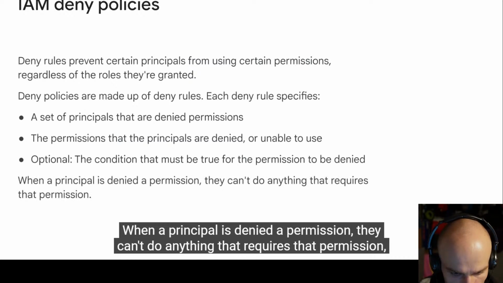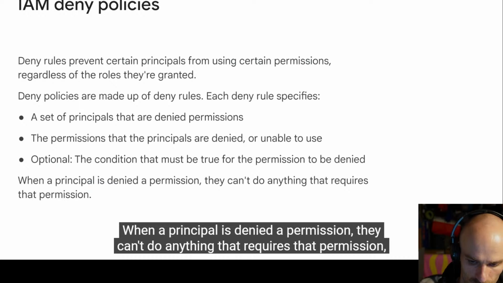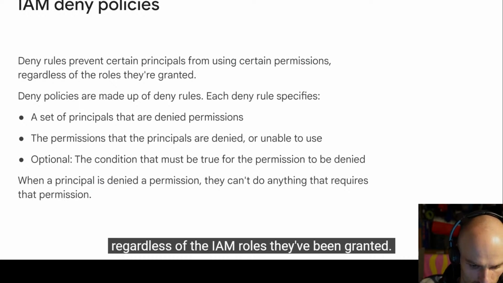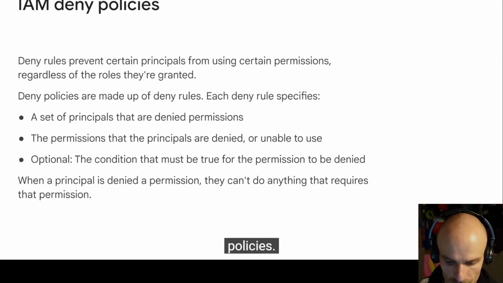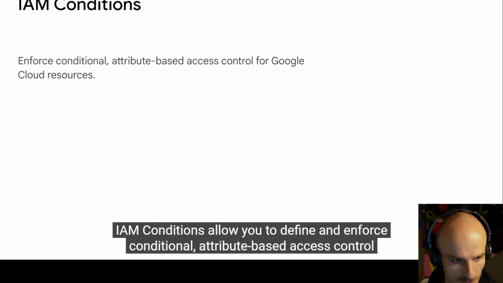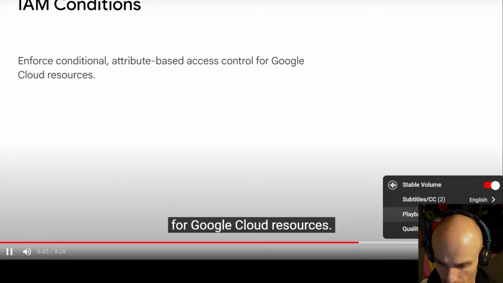When a principal is denied a permission, they can't do anything that requires that permission regardless of the IAM roles they have been granted. This is because IAM always checks relevant deny policies before checking relevant allow policies. IAM conditions allow you to define and enforce conditional attribute-based access control for Google Cloud resources.